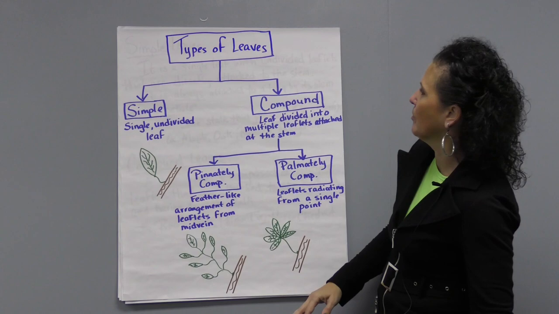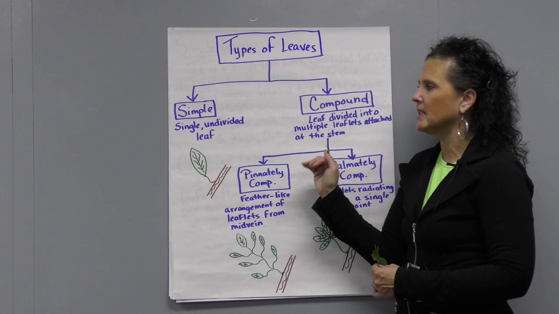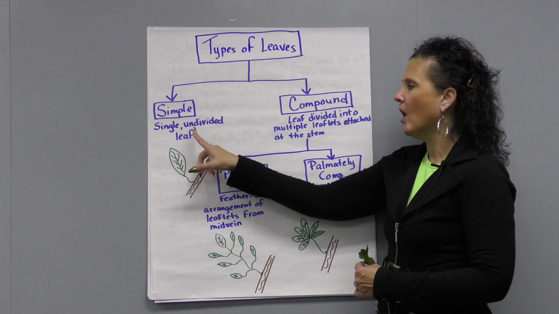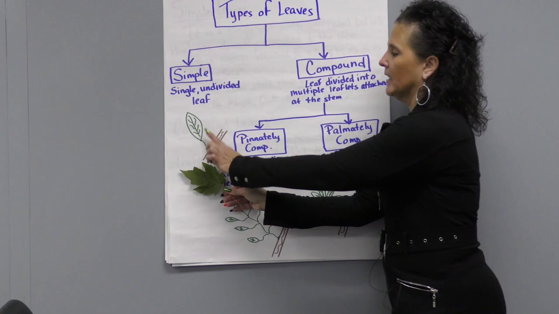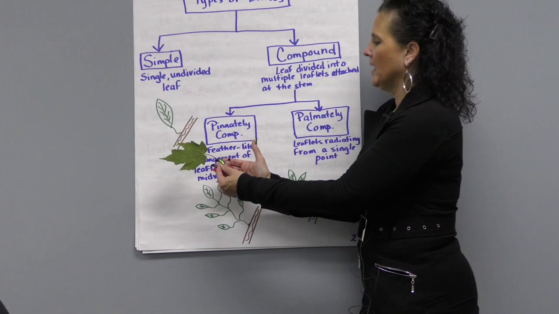So let's look at types of leaves, and I sort of drew a schematic here so we can see the types of leaves. The first type are just plain simple leaves. That's a single undivided leaf. Here, just like this leaf, a single undivided leaf on this branch with the little stem, and we're going to talk about the parts of a leaf here in a few minutes.